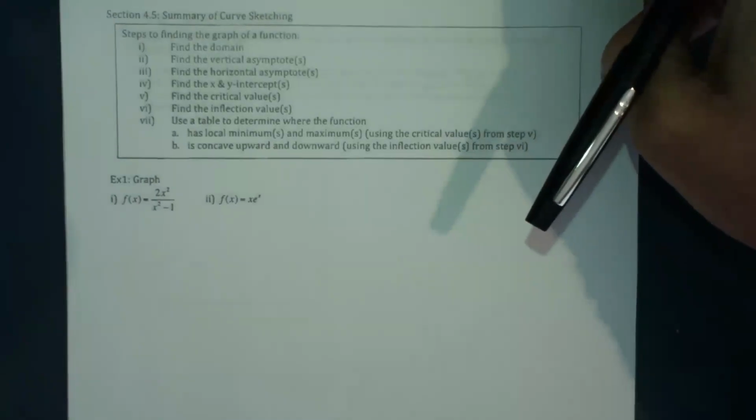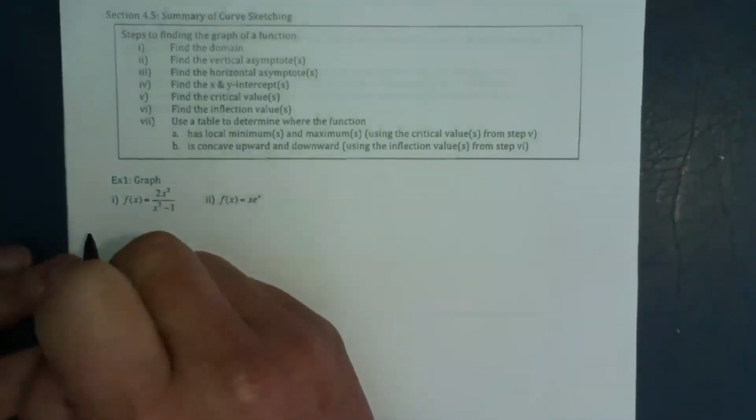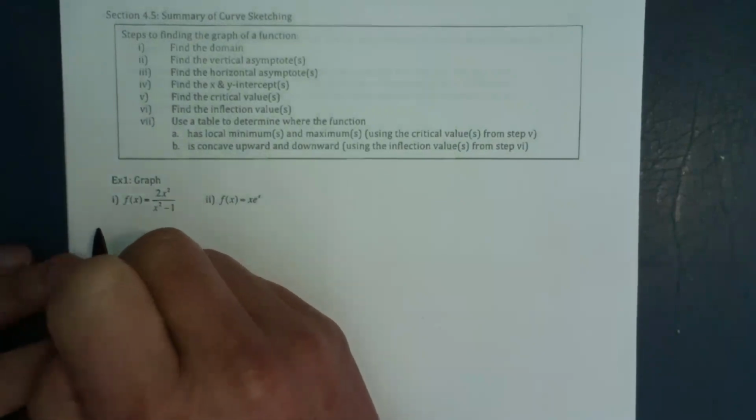First step is find the domain, vertical and horizontal asymptotes, x and y intercepts, critical and inflection values, and then use a table to determine local minimum maximums and concave upward and concave downward. We're not actually going to sketch the graphs. We're just going to go through all the steps to gather all the information that we would need to sketch a graph. So let's start with our first one here. And we will start with the domain.